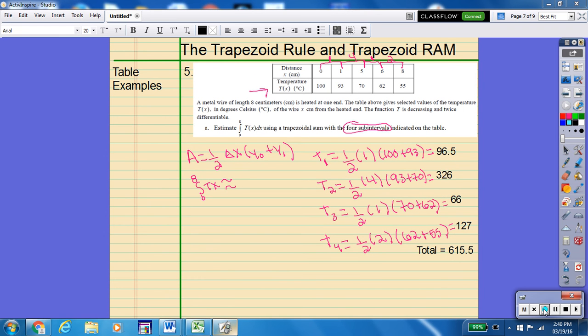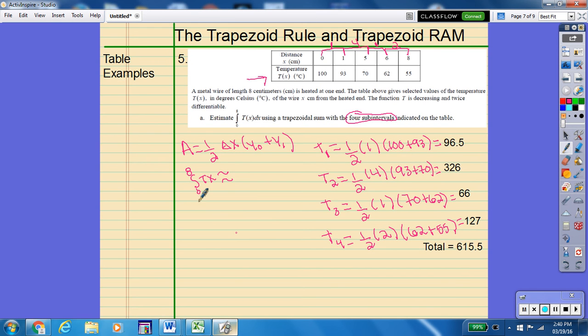So I came up with my sums, 96.5, 326, 66, 127, and if I total those, that is 615.5. So my integral from 0 to 8 of t of x is approximately 615.5. That's my answer. Hopefully you came up with the same. So that's the lesson on trapezoid rule and trapezoid rectangle approximation method.